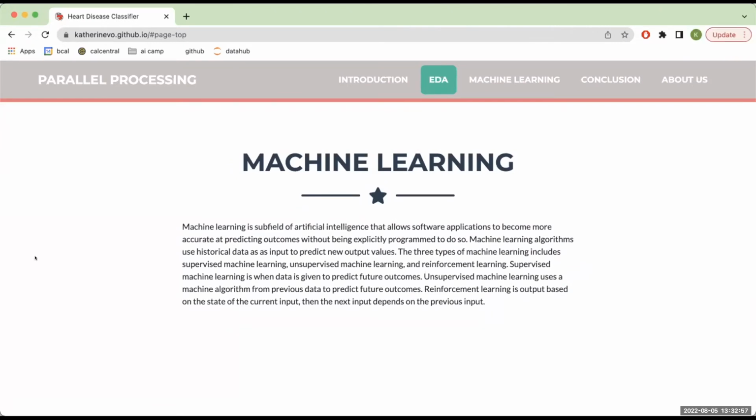We use machine learning for our models. Machine learning is a subfield of artificial intelligence that allows software applications to become more accurate at predicting outcomes without being programmed to do so. The machine learning algorithms use historical data to predict new output values. The three main types used are supervised, unsupervised, and reinforced learning.